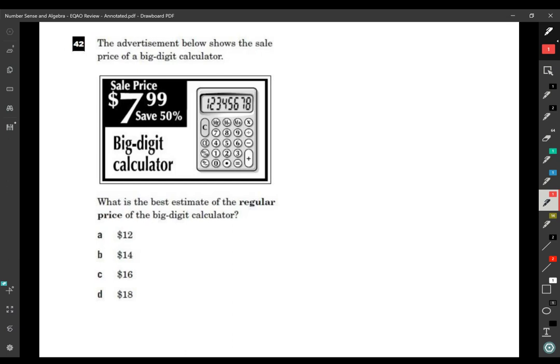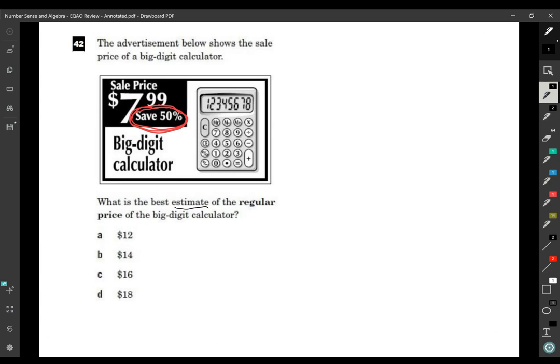Okay, let's try 42 now. The advertisement below shows the sale price of a big digit calculator. If we look at the price, it says sale price is $7.99, and it's telling us we're saving 50%. That's probably an important piece of information. The question asks us, what is the best estimate of the regular price?